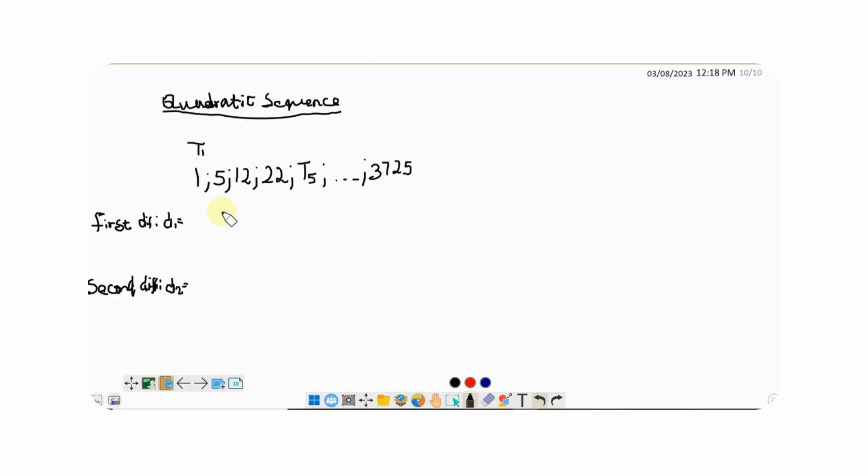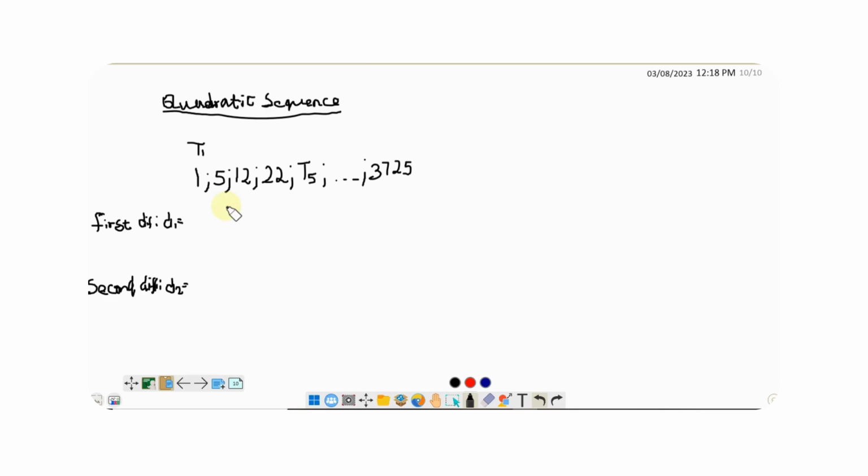Let's start with the arithmetic. Let's test it. Let's try to get the difference. 5 minus 1 is going to be 4. And then 12 minus 5 is 7. Then you realize it's not arithmetic because the difference is not the same. So 5 minus 1 is 4, 12 minus 5 is 7. So that is not a common difference. Therefore, that is not arithmetic.